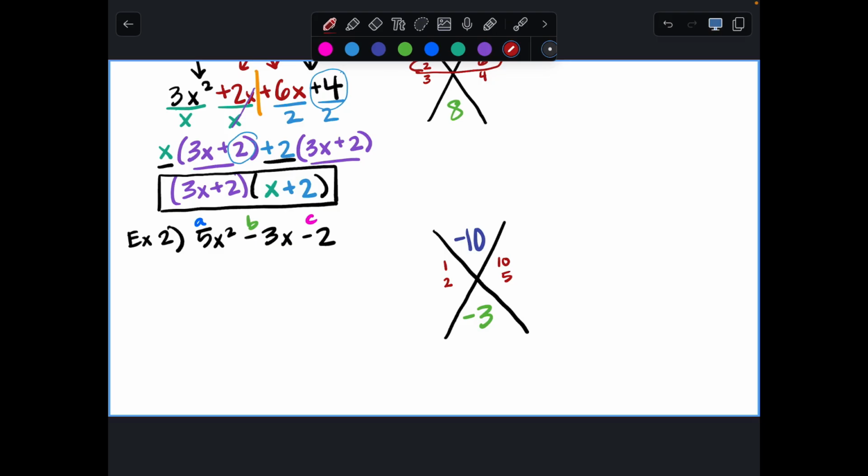Now I need to see if one of the factors in the pair is negative, how could I get negative 3 by adding? So if I make this negative 5, negative 5 plus positive 2 is negative 3. Negative 5 times 2 is negative 10. So that's my solution. I'm going to split up this middle term into positive 2x and negative 5x. Don't forget to write the x. That's a common mistake.